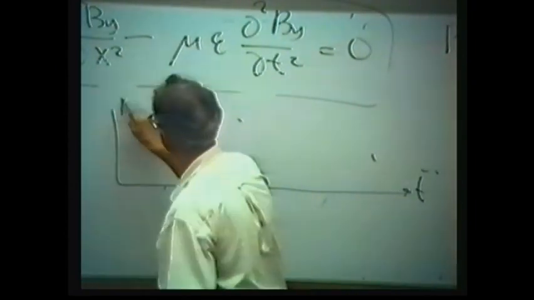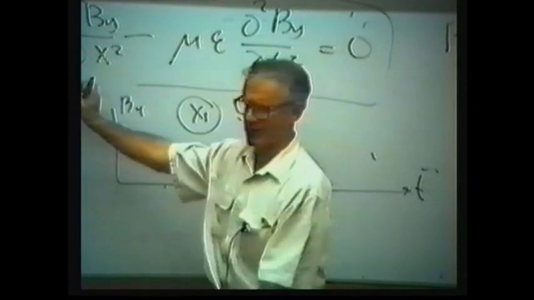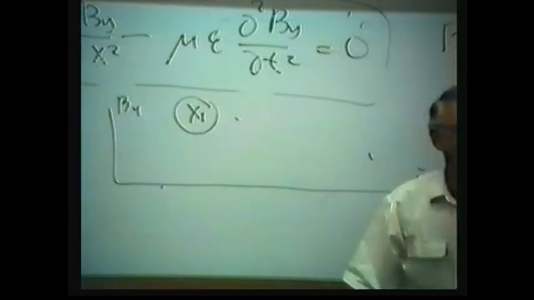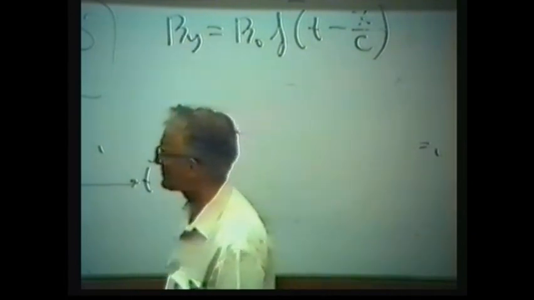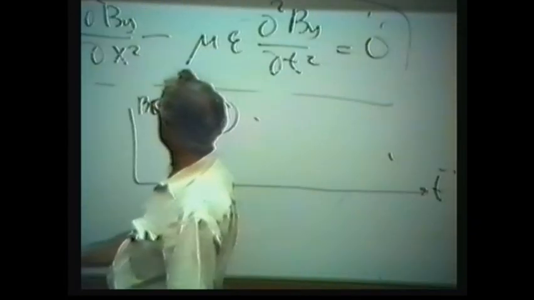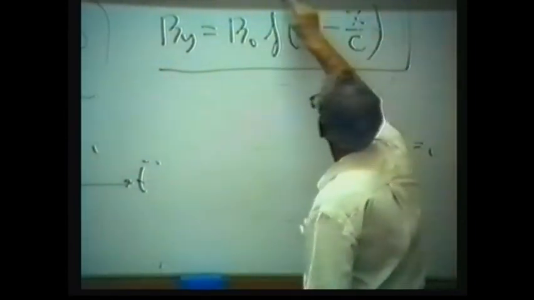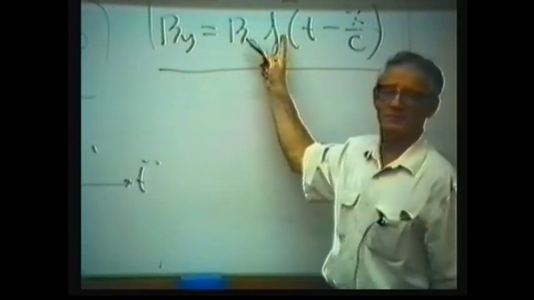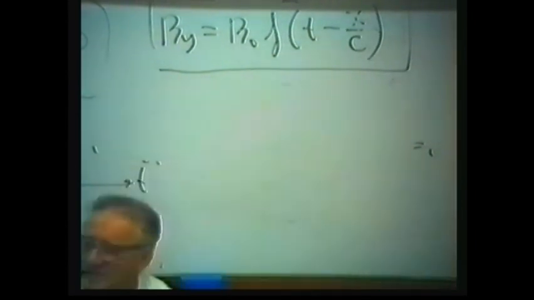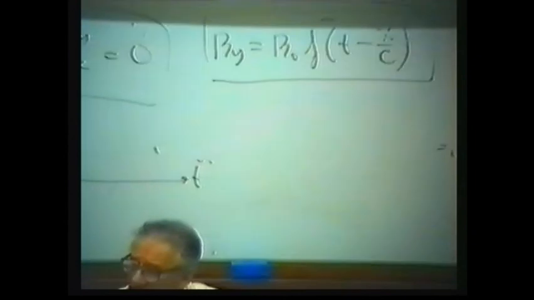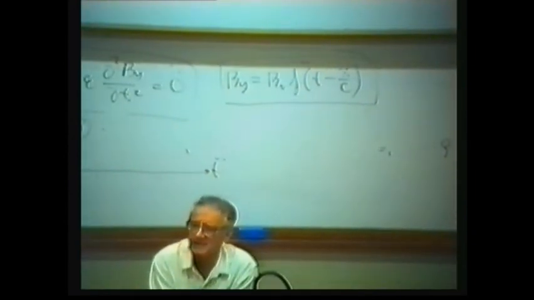That's magnetic field. Now x1, far away. What would be the behavior of the magnetic field? What does the letter F mean? An arbitrary function. Does it change the shape of this function with distance?